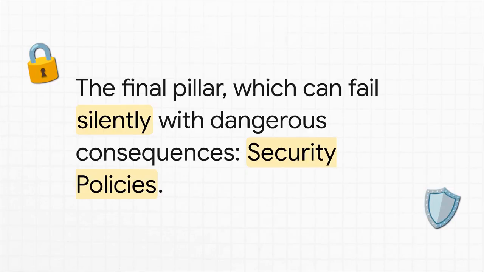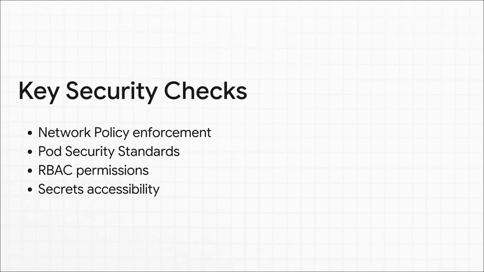And now for our final pillar. This is the one that can be a silent killer: security policies. It's the area where one tiny oversight can lead to a massive, catastrophic breach. See, your apps might be running just fine, but an upgrade could have accidentally left a backdoor wide open. Your validation suite needs to be your watchdog.